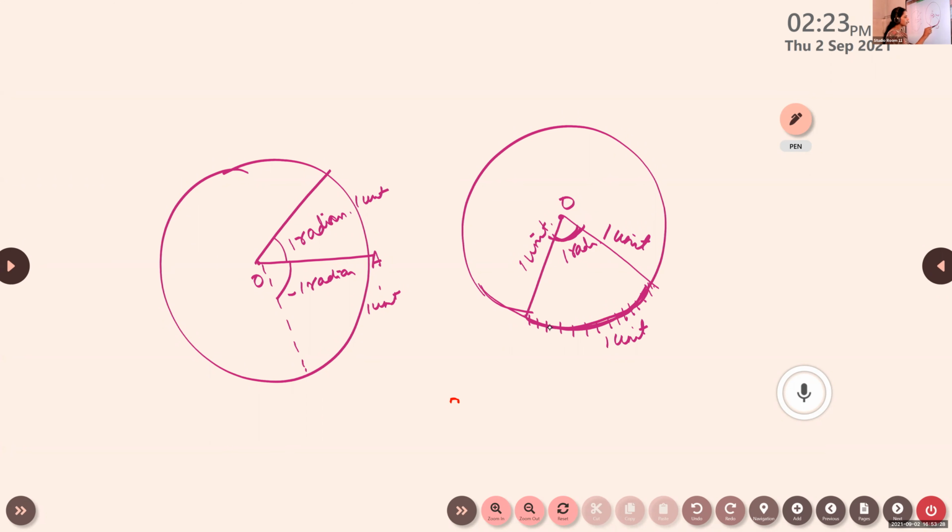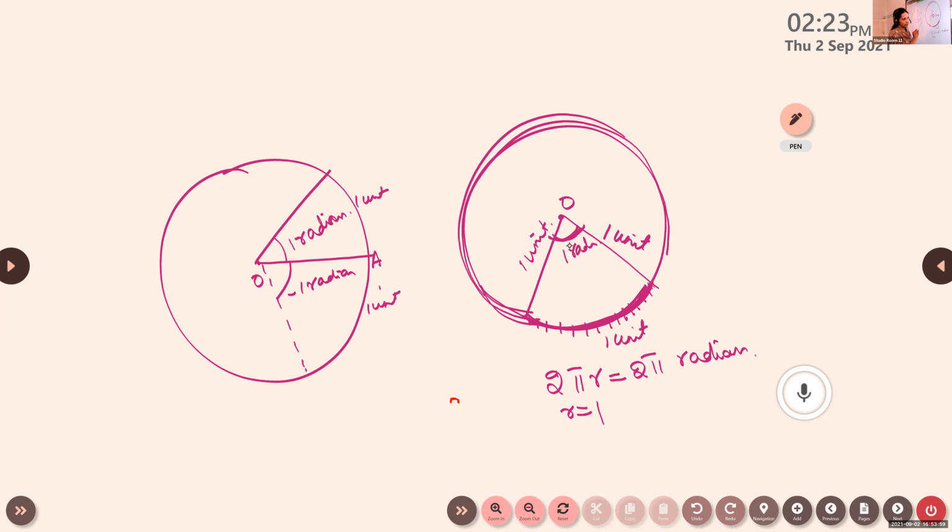So now look at the circle. This is the circumference of the circle, isn't it? What is the circumference of the circle? It is 2 pi r. r is 1 because we are taking a unit circle. So in 1 full revolution, it makes 2 pi radians. Is it clear? Okay. If the arc length is 1 unit, it subtends 1 radian.